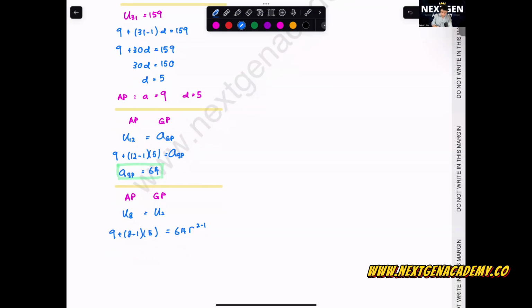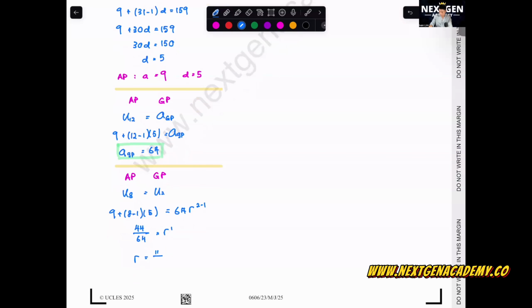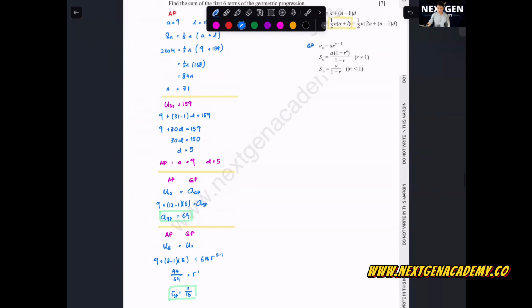On the left-hand side, we get 9 plus 7 times 5, which is 44, over 64 equals R to the power of 1. You can just write R. So R will be equal to 11 over 16. So this is the R of the geometric progression, and then the A of the geometric progression. It's basically just using all the formulas.